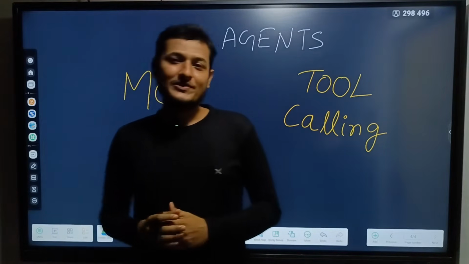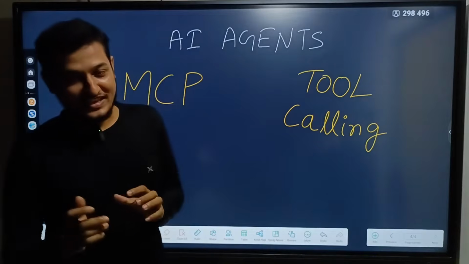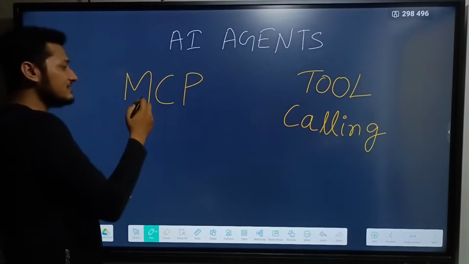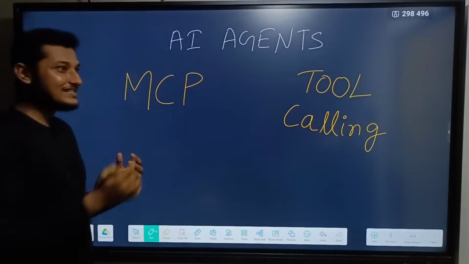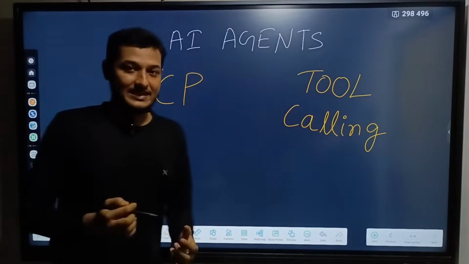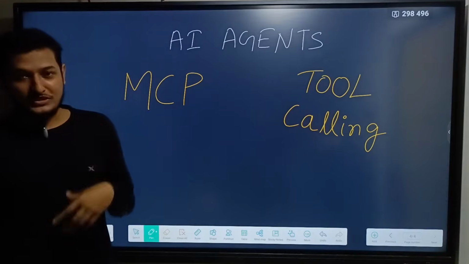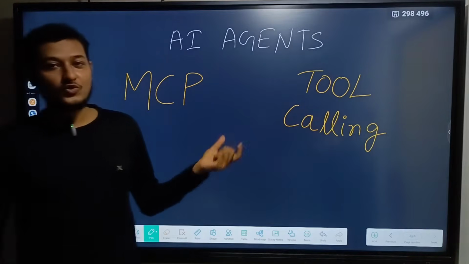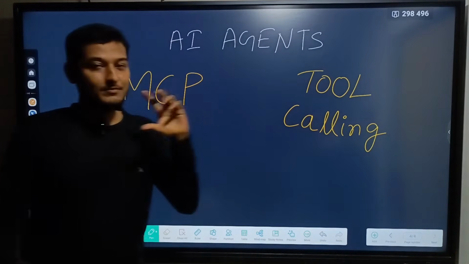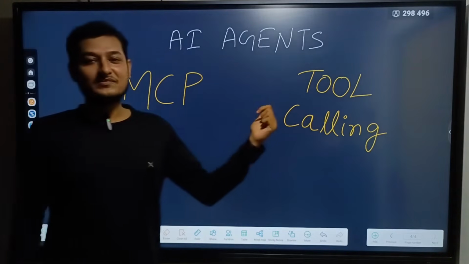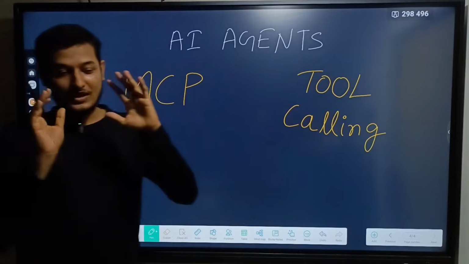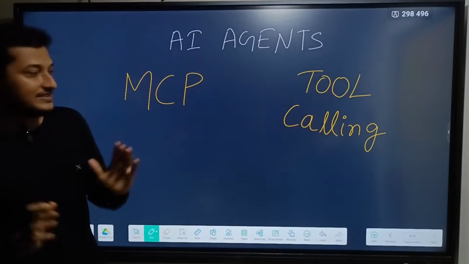In this video, we will discuss an important concept in AI agents, which is the difference between MCP and tool calling. Many people get confused when building AI agents about whether they should use MCP or go for tool calling. What is the basic difference? What is the advantage in MCP and what is the disadvantage in tool calling? After watching this video, you will be a master in this concept.